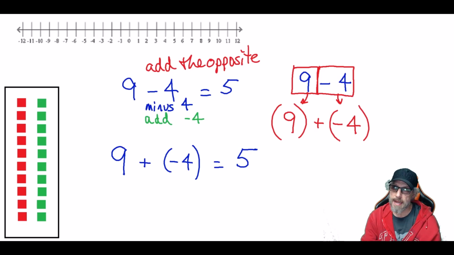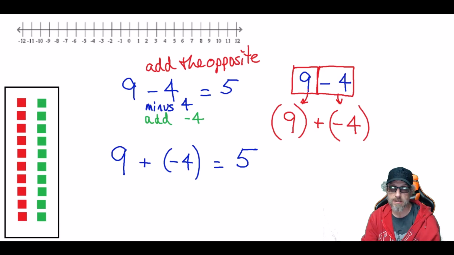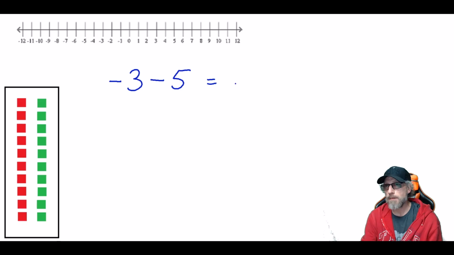But you may begin to notice this pattern, and you'll be able to notice it pretty consistently, how the problem changes its appearance when we go from a subtraction to an addition of the opposite. So let's take a few more examples to really get this idea feeling more comfortable. Let's take this example, -3 minus 5.